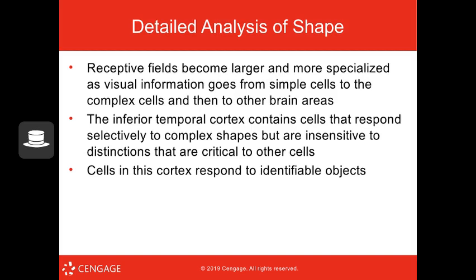So, for example, you see a star, right? This type of thing. It's pretty complex, especially if it's as greatly drawn as that one is. But being able to understand that complex shape would be the job of the inferior temporal cortex. The cells in that cortex respond to identifiable objects. So you know that's a star. You've seen it before, so you can very quickly go, that is a star.